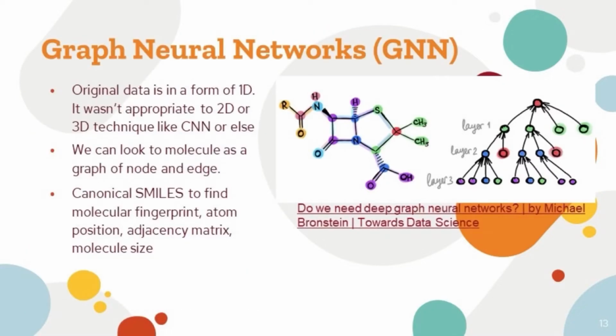Here is another technique that was inspired by the form of the molecules. As we can see, the molecule can be seen as nodes and edges. From our data, it was not reasonable to use a 2D convolutional network without extracting the 2D data. So we used the canonical SMILES to find the molecular fingerprint, adjacency matrix, and molecular size, and trained the graph neural network model, or GNN. The result was really good.